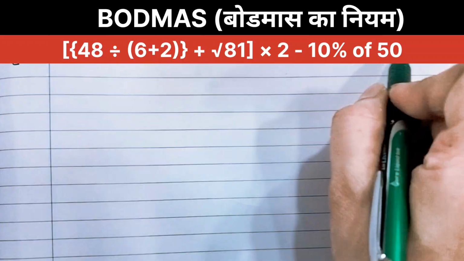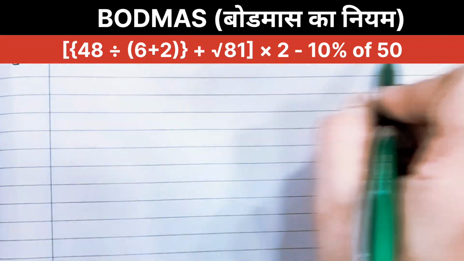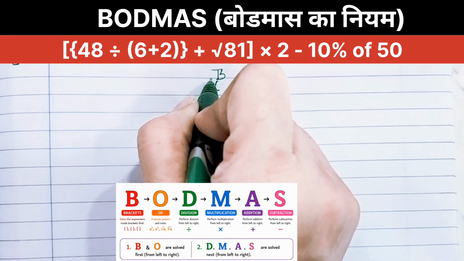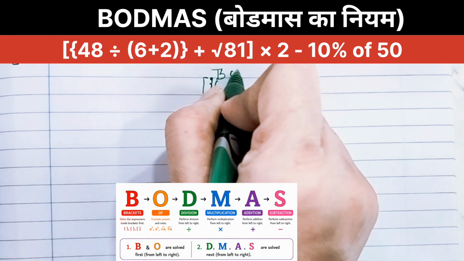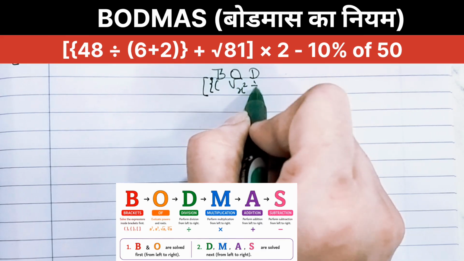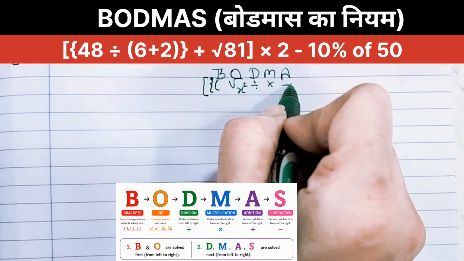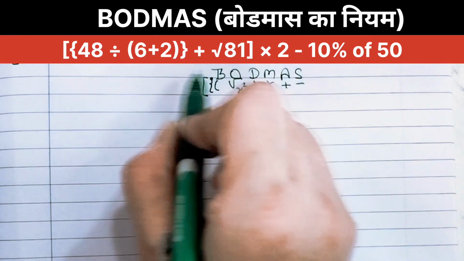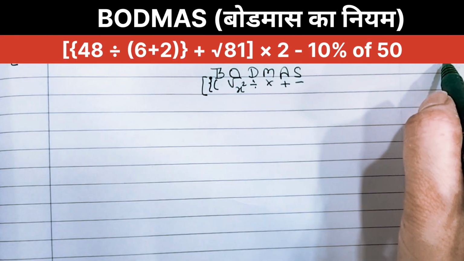Hello friends, now here is the step-by-step simplification of this math problem by using the BODMAS rule. BODMAS rule says first we solve brackets: small bracket, curly bracket, then square bracket. O stands for of, which we convert into multiplication, and we solve roots and exponents. D stands for division, M stands for multiplication, A stands for addition, S stands for subtraction. Now according to this BODMAS sequence, we'll break down this expression by a step-by-step solution.